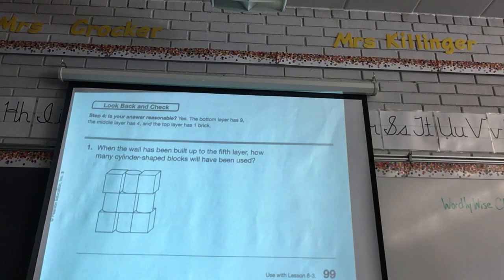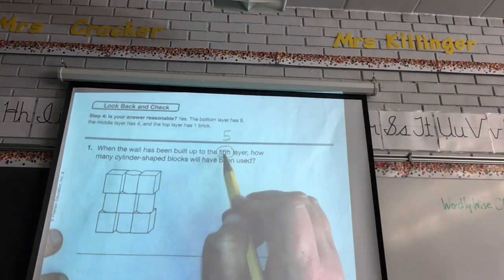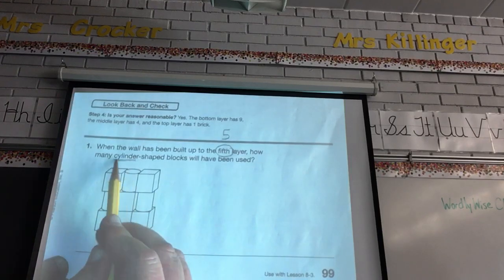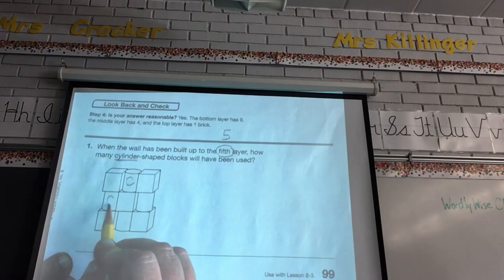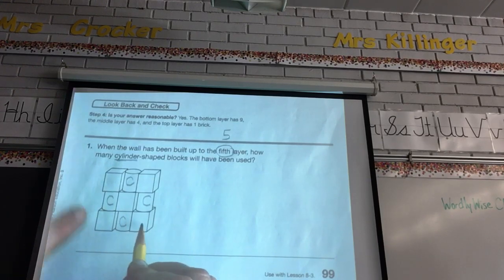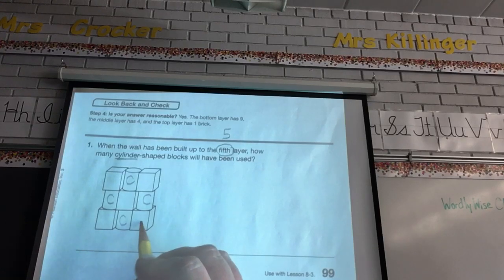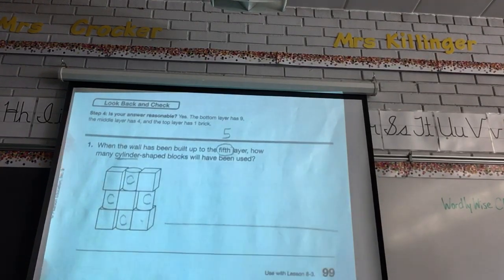When the wall has been built up to the 5th layer, guys, turn that 5th into a 5. How many cylinder-shaped blocks will have been used? Cylinders, guys. Identify your cylinder, cylinder, cylinder, and another cylinder. These are squares. They're actually cubes. But I don't want to call them a cube because it might confuse us. Well, no, they're cubes, but we're not going to label them because then we'd have a bunch of C's. So once again, just an organized list.